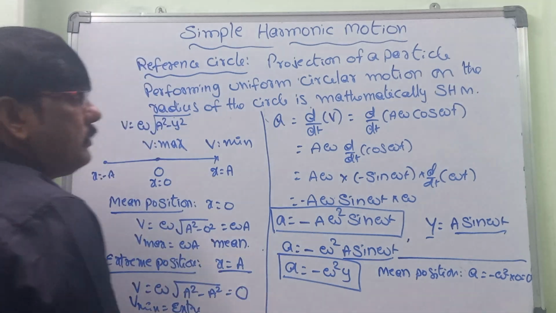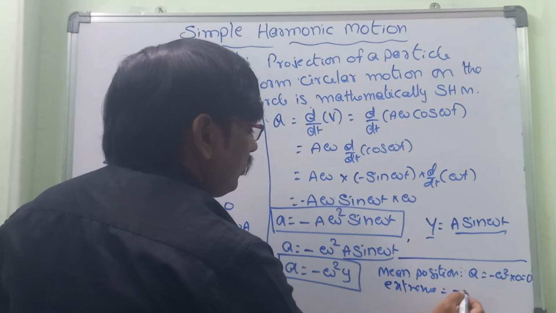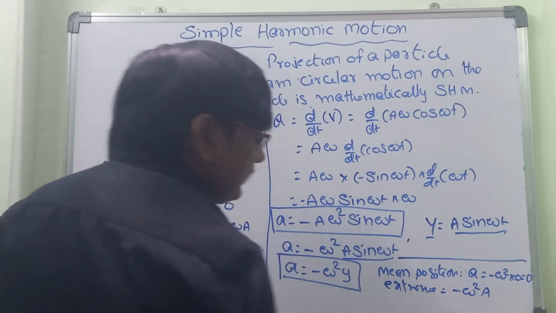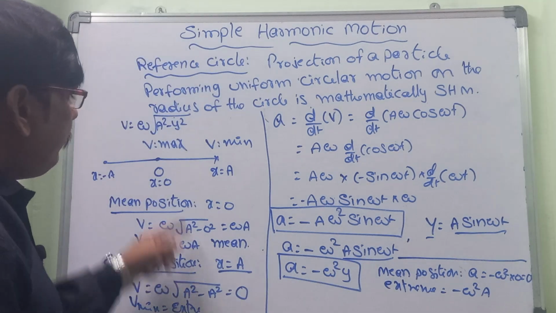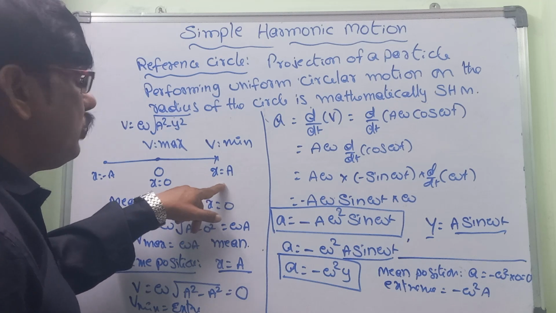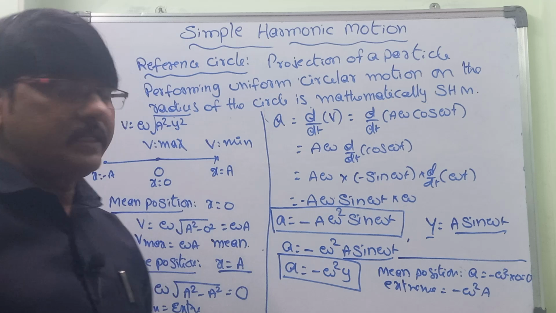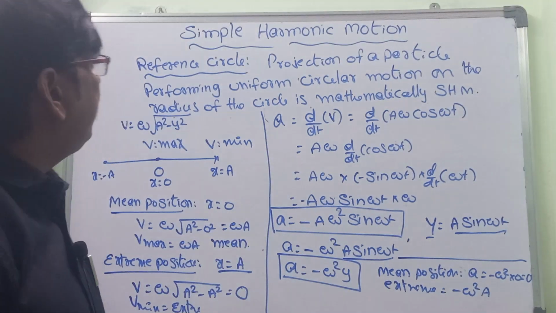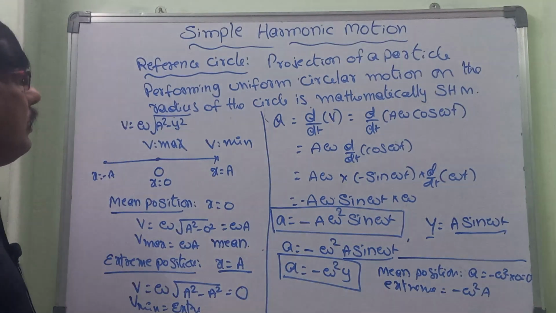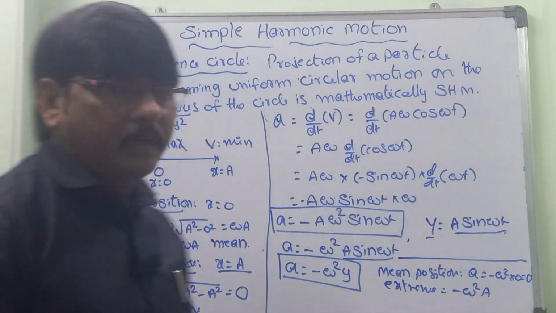Then what about at the extreme position? At extreme position, minus omega square a, that is, acceleration is maximum. But these both are opposite: in extreme position acceleration is maximum but velocity is 0. In this way, we can discuss how simple harmonic motion works and its properties.